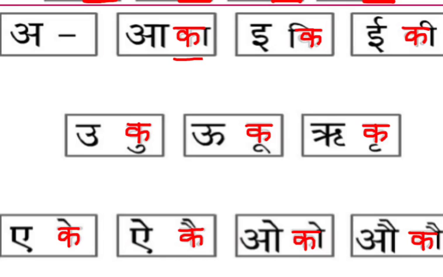Ka. I'm not saying it here K. It is Ka with A ki matra. K with I ki matra. Ki. Ku. Kri. Ri ki matra. So it is Kri. Ke. Kai. Ko. Kau.